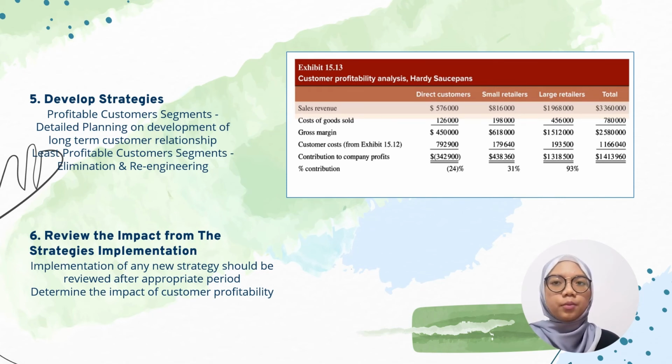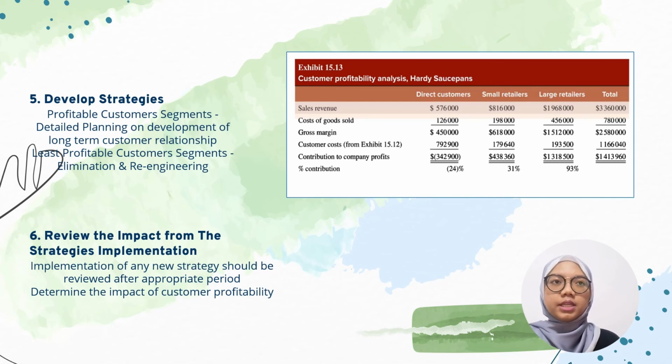For example, providing additional fees for services. By doing so, it could increase the revenue from the customer. So from the Hardy Saucepan, we can see that the large retailers contribute the larger portion of profitability to Hardy Saucepan, while direct customers are the smallest, even though the number of indirect customers is the largest.